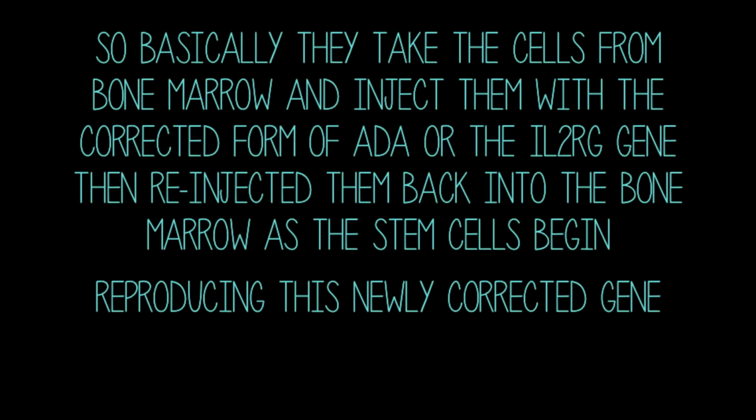Woo! So basically they take the cells from the bone marrow and inject them with the corrected form of the ADA or the IL-2RG gene, then re-inject them back into the patient's spine as the stem cells begin reproducing containing this newly corrected gene.